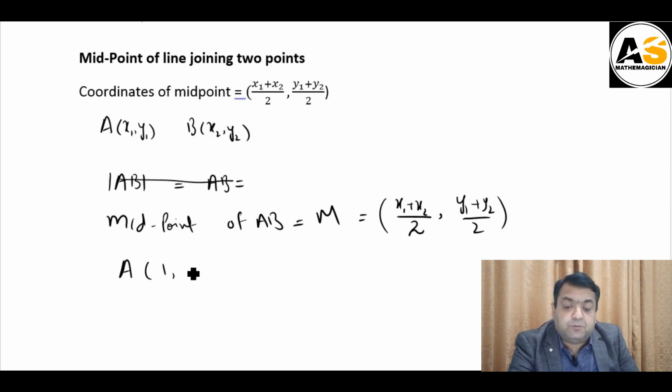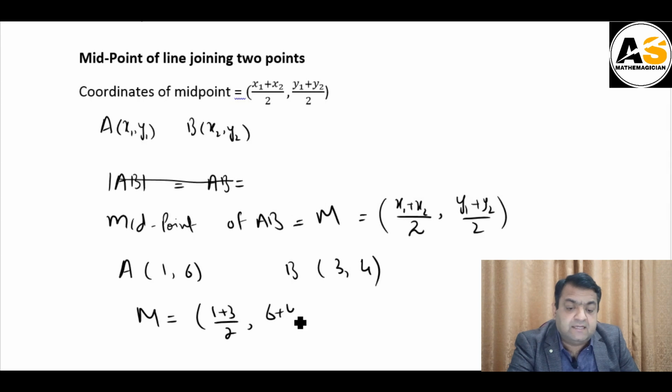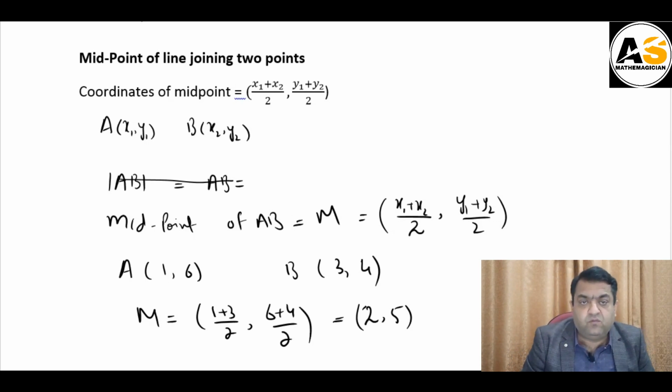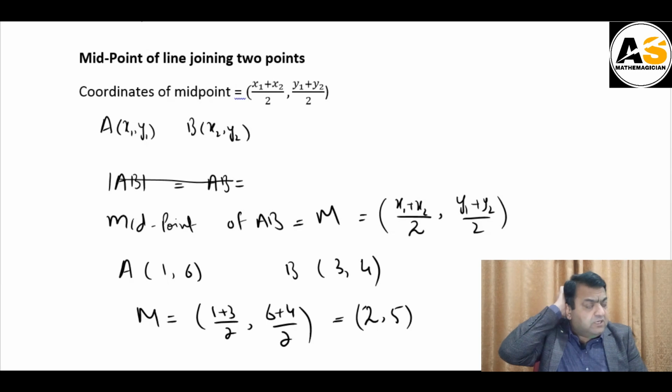Again, let us take an example. Suppose A is a point (1, 6) and B is a point (3, 4), and we want to find their midpoint. So their midpoint will be 1 plus 3 over 2 and 6 plus 4 over 2. That will be 1 plus 3, 4 over 2, 2, 6 plus 4, 10 over 2, 5. So their midpoint will be (2, 5). I hope this is clear. Actually, these two formulae we learned in O levels as well.